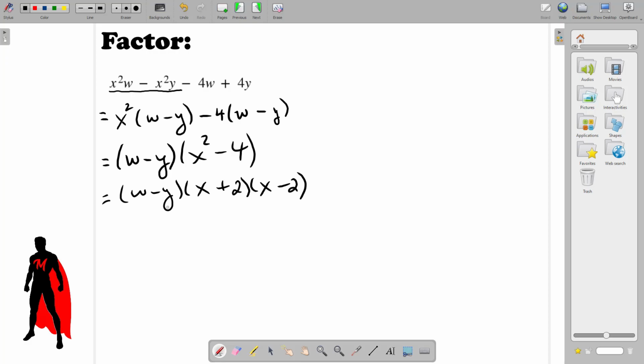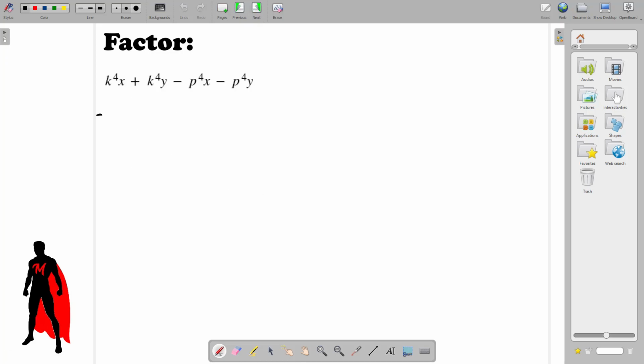If I were to multiply all of that back out, it would simplify down to that. So do you see the process is exactly the same, but we ended up with a binomial that itself could factor down even further.